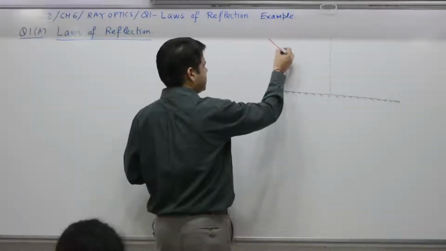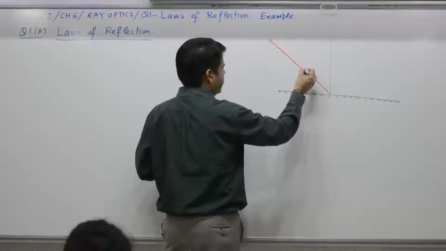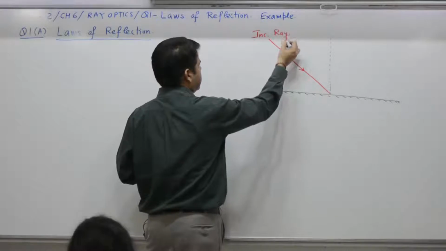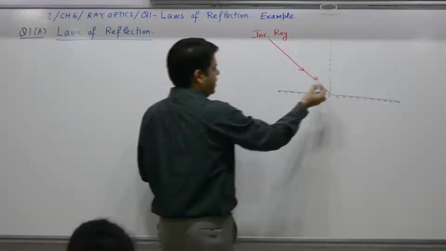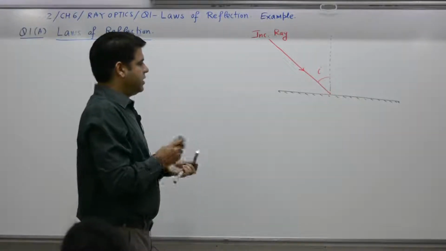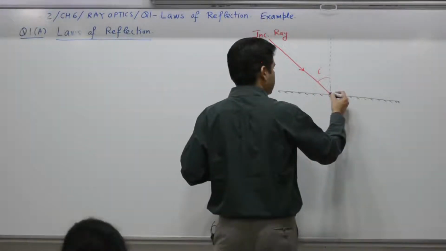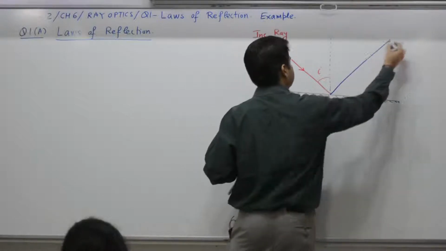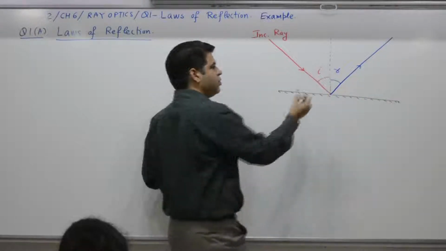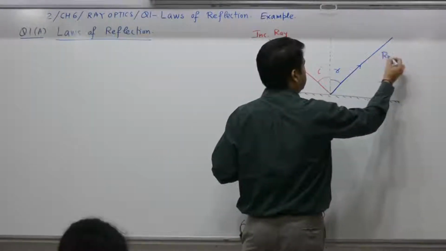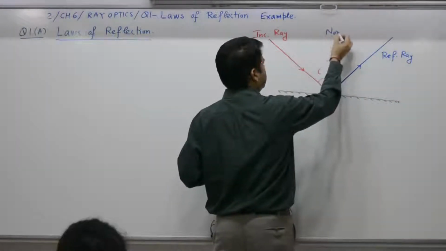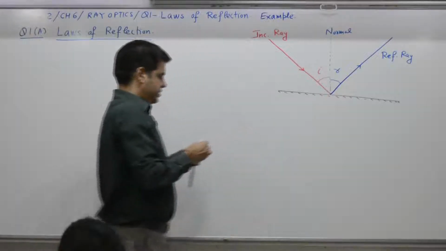What do you call this ray? Incident ray. It makes what angle? Angle of incidence i. Then after reflection, it moves in a particular direction such that this angle is also equal. This is what? Reflected ray. This is what? Normal to the surface.